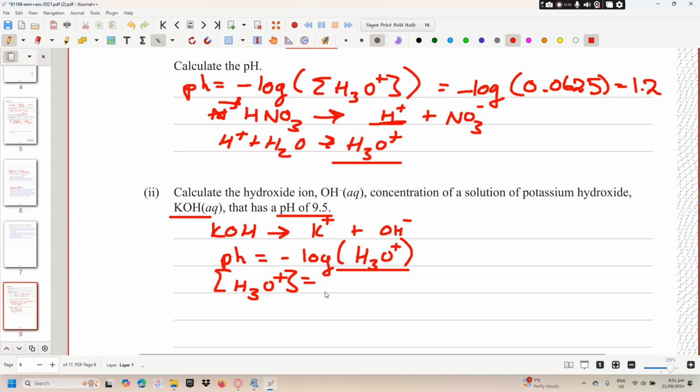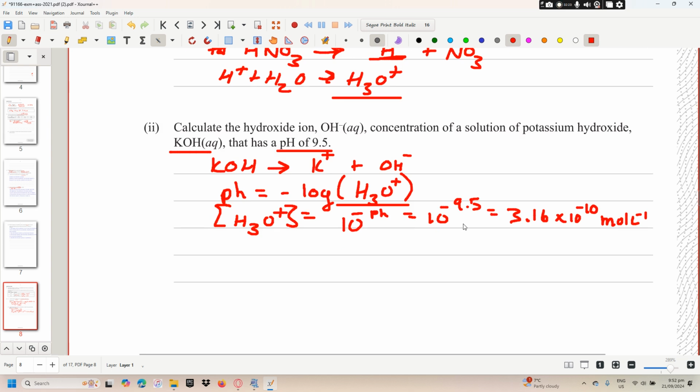Okay, we can solve for hydronium. Hopefully you know how to rearrange this using log rules. It's 10 to the minus pH, so 10 to the minus 9.5. Now it's going to be quite a small number: 3.16 times 10 to the minus 10 moles per litre. This makes sense. There's barely any hydronium because the pH is really high. It's not acidic, it's basic.